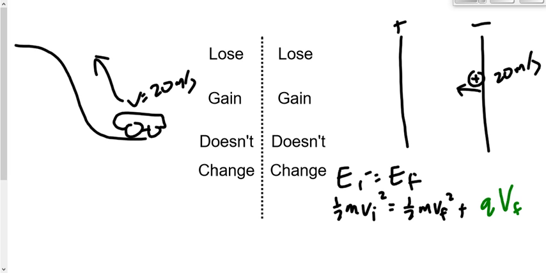It doesn't really matter. Make sure you make it a big V, though, so you can distinguish it between speed and electric potential. We solve the problem exactly the same way as we'd solve the problem over here, except that we've got QV instead of mgh.